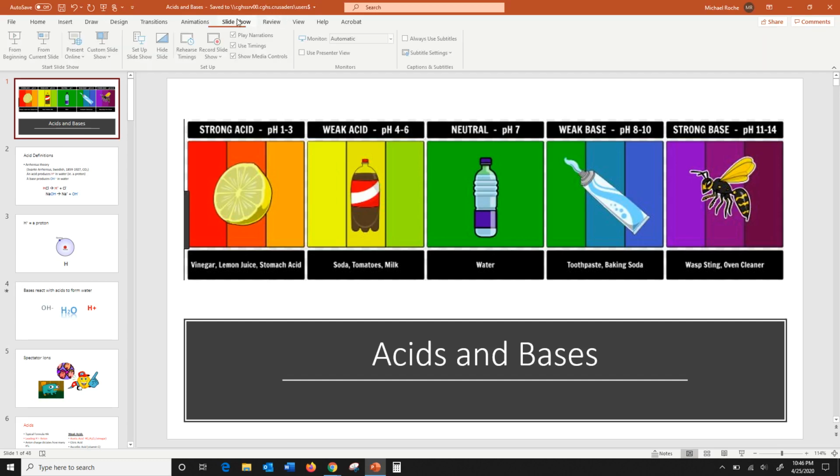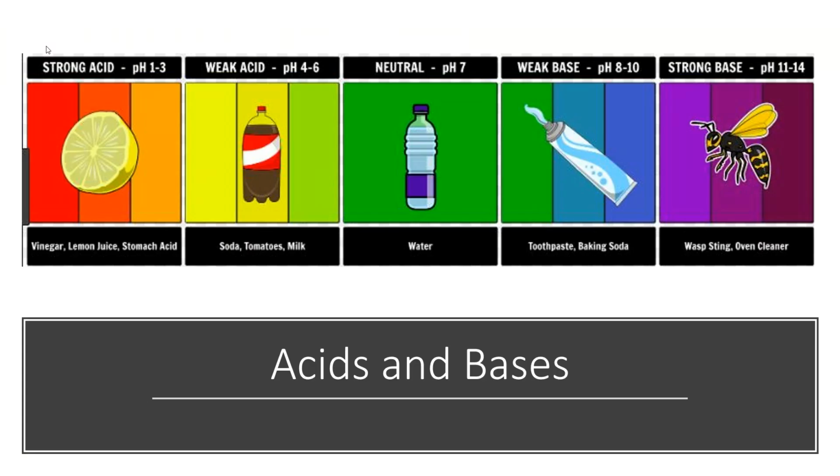Hey, so let's talk about some acids and bases. These are some examples. It would have been nice if we could do the lab where you test the pH of some things. But soda, tomatoes, weak acid, milk, I guess if it's sour. I don't know that that's really bad. Vinegar, lemon juice, stomach acid are much stronger. Water is neutral. Toothpaste, baking soda are weak bases. And when you get stung by a wasp, or if you use oven cleaner or any cleaners, those tend to be bases.